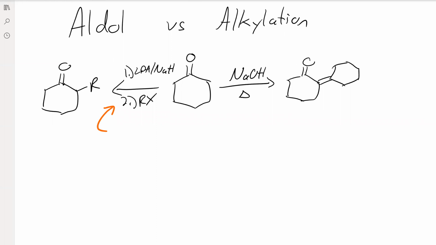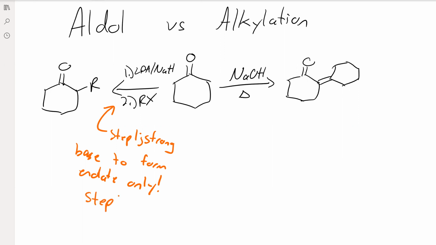So if you think about the left side, in step one, we have a strong base to form the enolate only. So we take all of our carbonyl and transform it into the enolate. When we do that, we have no leftover carbonyl to act as the electrophile. And so it won't react with itself because they're all enolate. There is no carbonyl anymore. And then in step two, we add the electrophile.